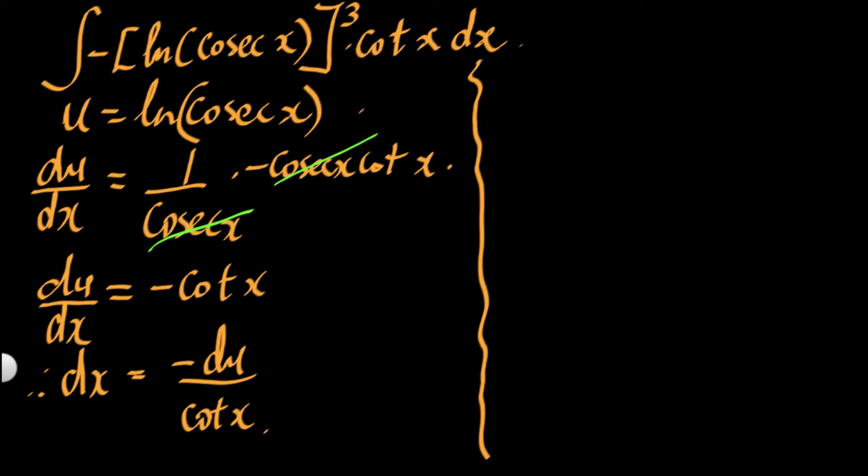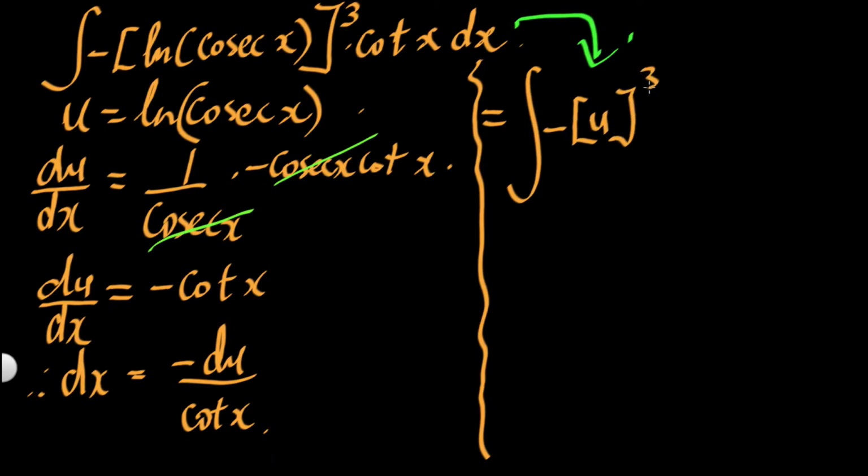Now let us substitute back. This is equal to the integration of minus u to the power of 3, where there's ln cosec x I'm putting u to the power of 3, times cot x, times, where there's dx, I'm replacing dx with minus du over cot x.